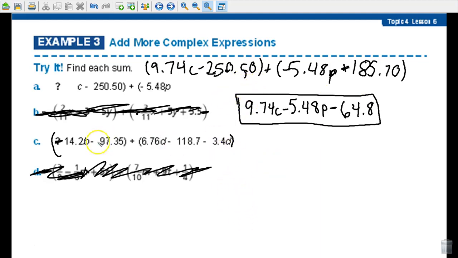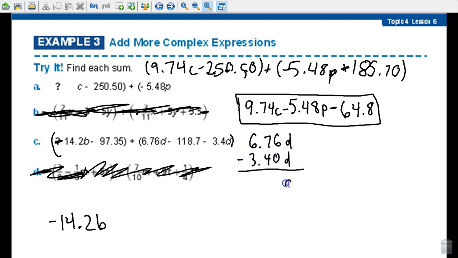Now let's go to this one. Let's go to C. I've got B to the first power. Do I have another B to the first power? No. You all know what that means. It goes straight into my answer. Negative 14.2B. All right? Next, I've got a variable D to the first power. Do I have another one? Yes. Okay? I've got 6.76D minus 3.4D. So I'm going to do 6.76D minus 3.40D. All right? The D just comes down.